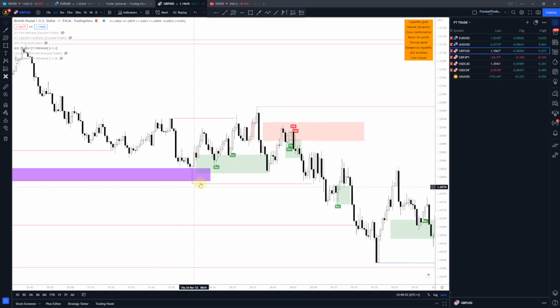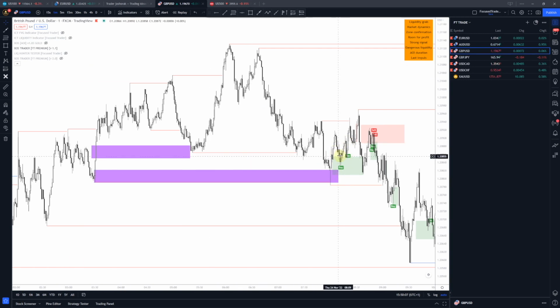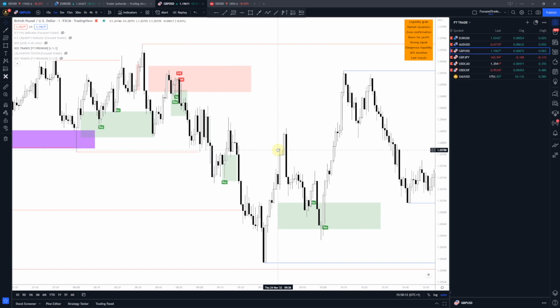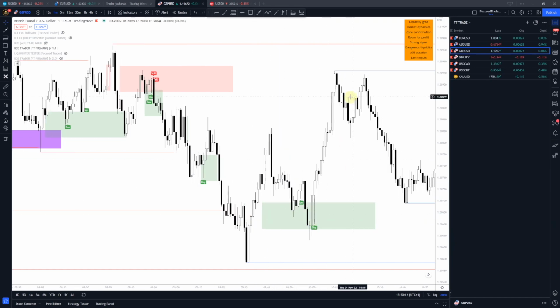Is there a dangerous liquidity? Well, no, there is no other liquidity that is very close to this low, and the AOI duration is totally okay. It's just like, I don't know, 10 bars, so it's okay for me. And the last impulse is bullish, so I would expect that this move would go very long. Okay, so this is this situation, and let's go through this situation.